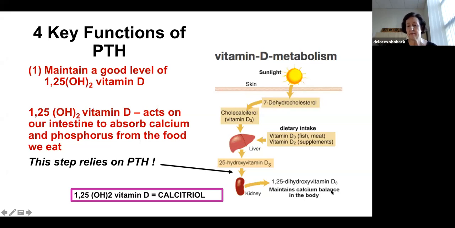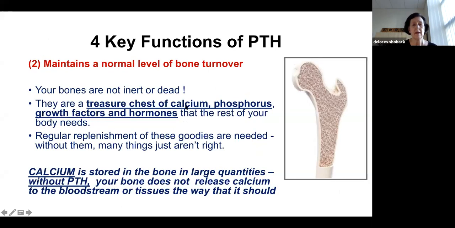You see it's right here. It maintains calcium balance. Now, let's demystify a few more things here. 125 vitamin D is calcitriol, just another word for it, okay? And lots of you are taking calcitriol, so now you know exactly what it is.